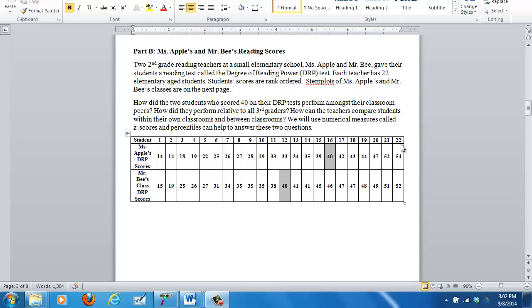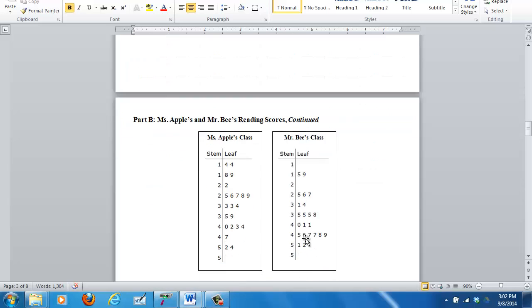Alright, so we have these data sets for the degree of reading power test in Miss Apple's class and Mr. B's class, and we want to look at the location of a score of 40, whether it's in Miss Apple's class or Mr. B's class, and compare that location to the entire distribution. To do that, we want to examine all the information about these particular data sets. To begin with, let's take a look at the stem and leaf plot.